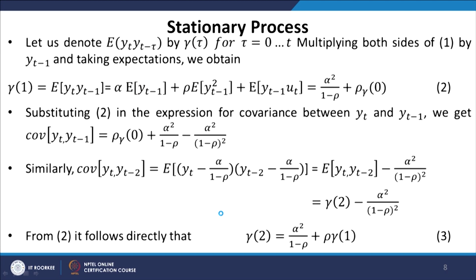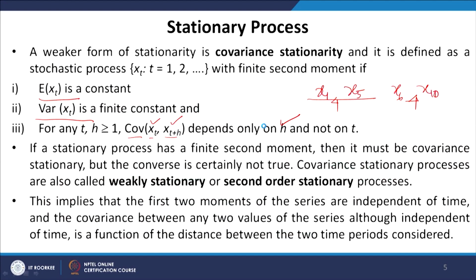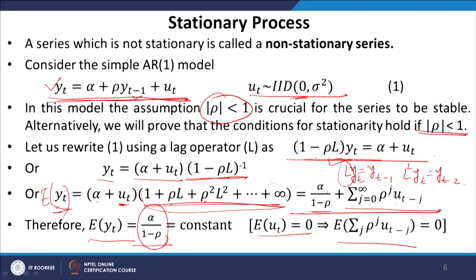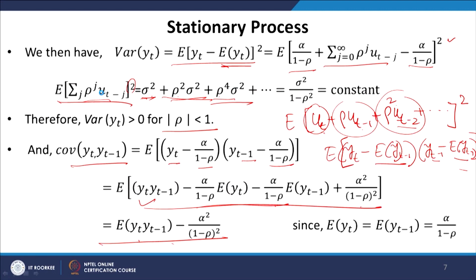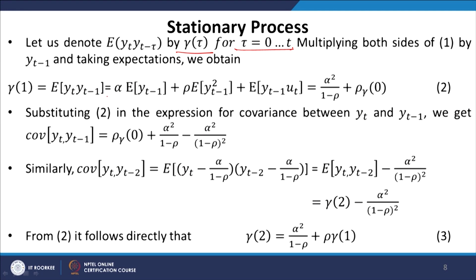Let us denote expected value of yt minus tau by gamma tau for tau equals 0, 1, 2 up to t. Now, multiplying both sides of 1 by yt minus 1. So, equation 1 was this AR1 model. I am now multiplying both sides of this equation by yt minus 1. So, we have on the left hand side yt into yt minus 1. On the right hand side, I have alpha into yt minus 1, rho into yt minus 1 square and then ut into yt minus 1, taking expectations all along.